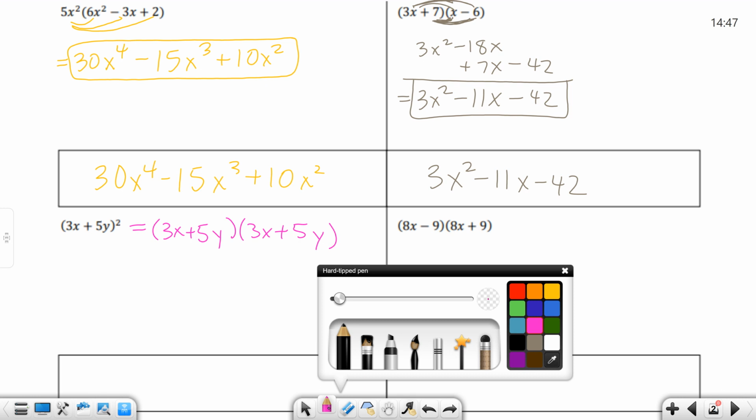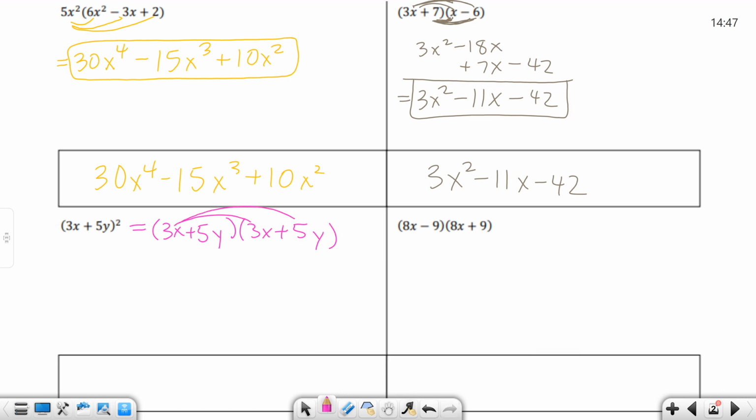So we have first, outer, inner, and last. That's going to be 9x squared. Then we have plus 15xy. Then we have plus, oops, I'm going to put it underneath it because it's a like term. The inside here is going to also be plus 15xy. And then the last is going to be plus 25y squared.